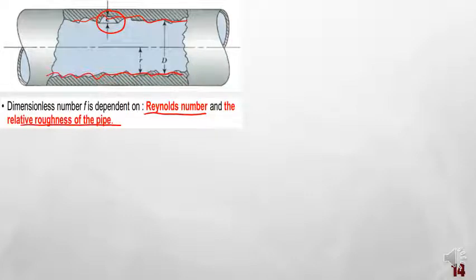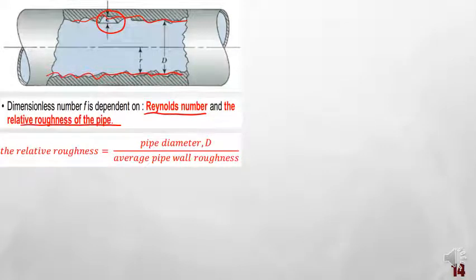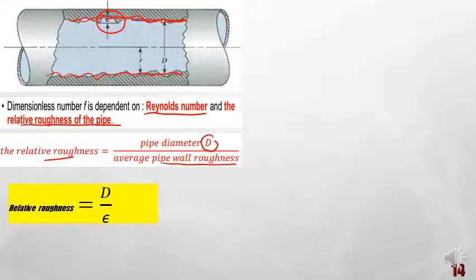So what is the relative roughness of the pipe? This is the formula to calculate it. It is the ratio between D, the diameter of the pipe, divided by the average wall roughness. This is the roughness. For example, if the surface is quite smooth, the roughness should be lower. If the surface is very rough, the roughness will be higher. So this is the formula to calculate the relative roughness parameter.